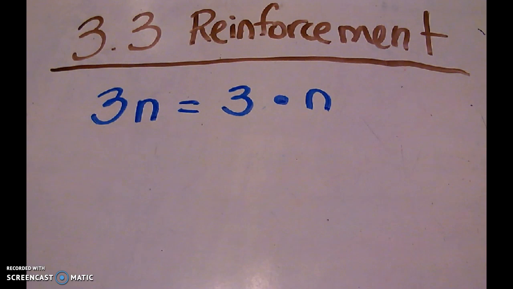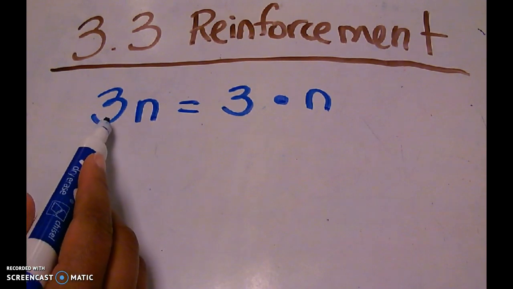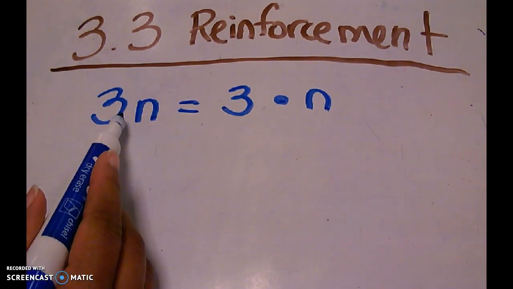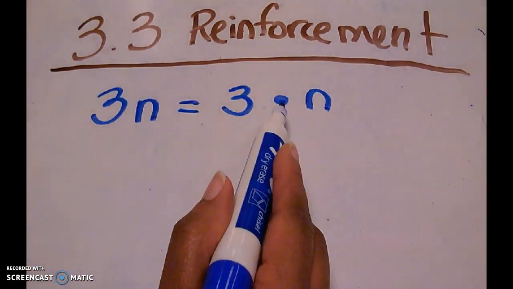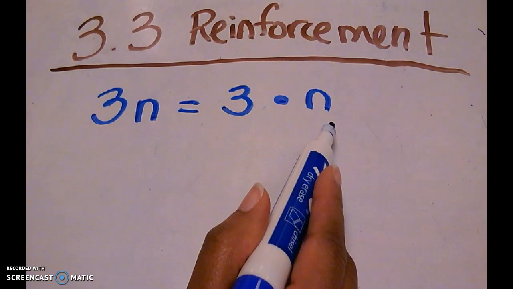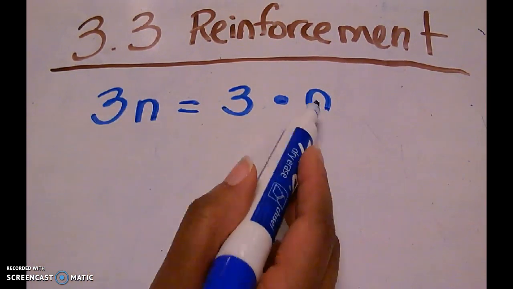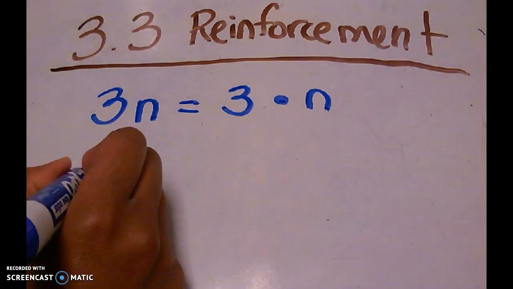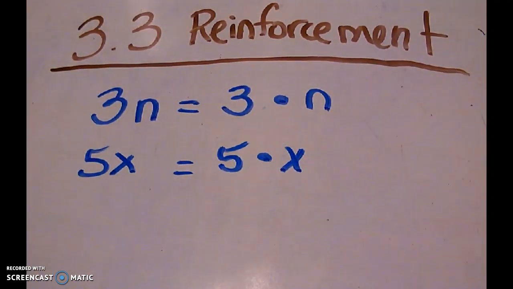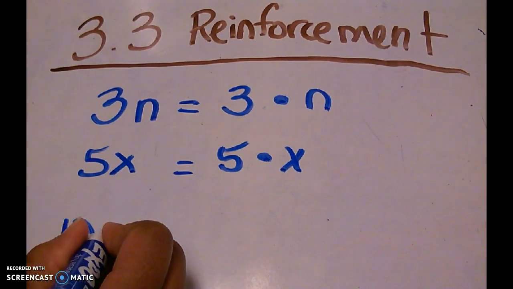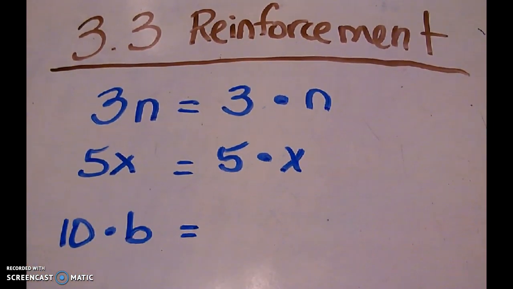First and foremost, whenever you have a number directly next to a variable, this means that number times or multiplied by the variable. So 3n is the same thing as 3 times n. 5x is the same thing as 5 times x. 10 times b equals 10b. Okay? So, I want you to try these 3 problems.